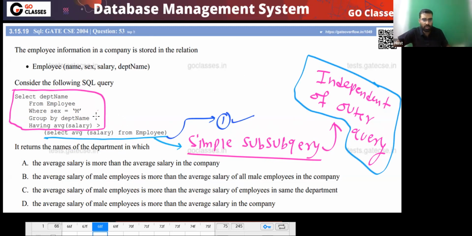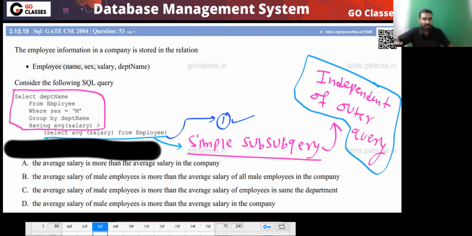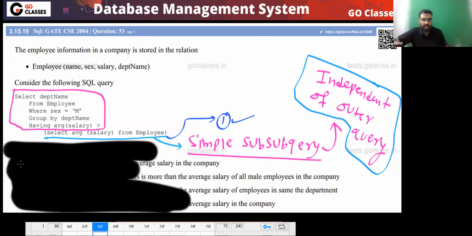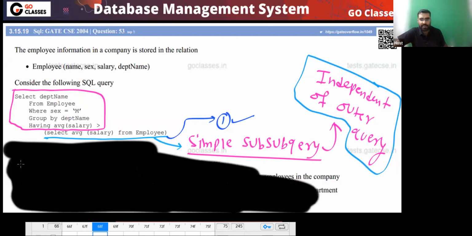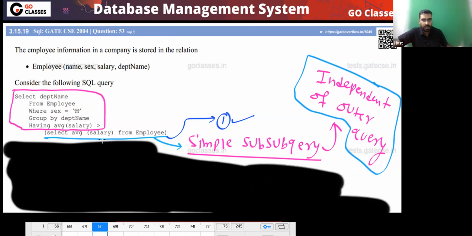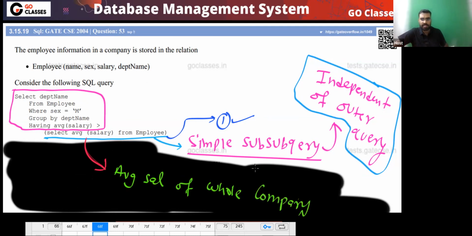Then the second point that you have to remember is this having clause. This average salary is what? Okay, one by one I am telling you, these points are important. So here, if you see in this subquery, the average salary that you are getting, that is the average salary of all the people. Yes or no? This is the average salary of all employees of the whole company. This is the first thing you should notice.